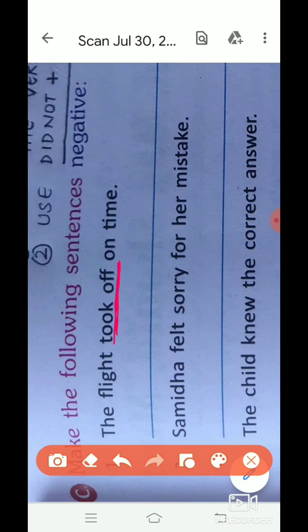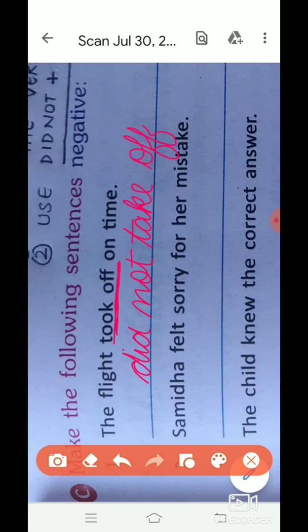You will write the full sentence. Though in the video you will find only the verb written there, when you take up the exercise, you will write the complete sentence. The flight did not take off on time. Mind it, you will write the full sentence and underline the change of the verb, that is did not take.